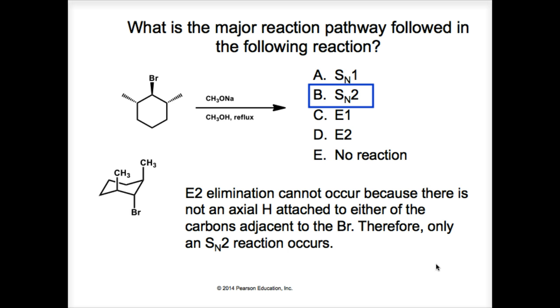Okay, now let's look at this. This one is not quite as straightforward, but the ethoxide ion here is a strong nucleophile, so we can readily say it's going to be SN2 or E2. E2 will require an anti positioning of the bromine and the hydrogen on adjacent carbons before it can occur.